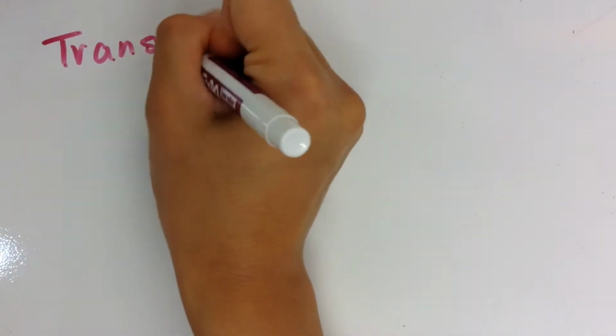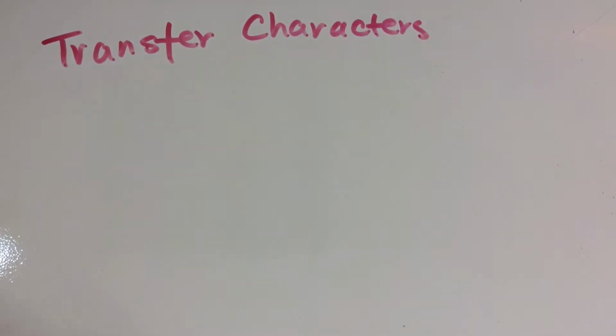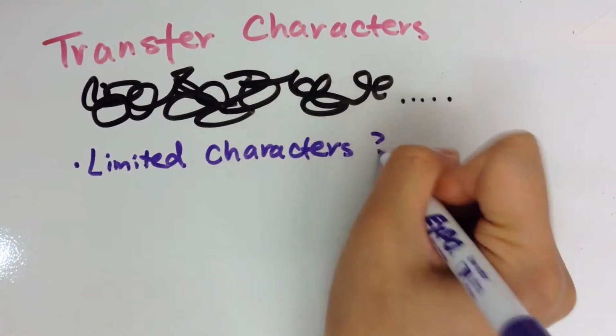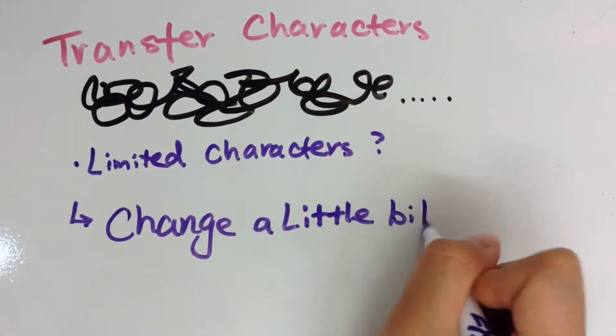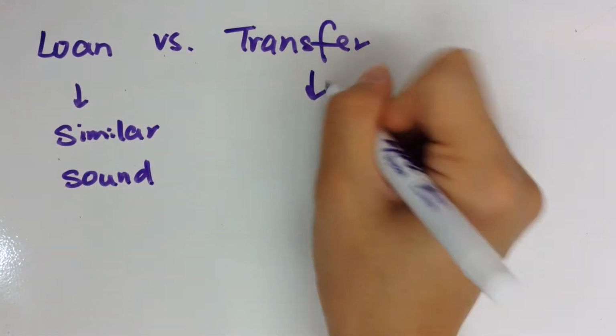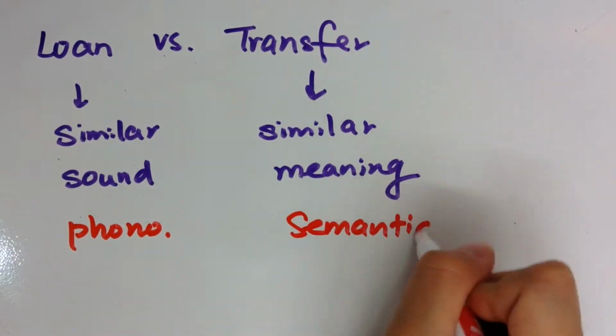As for transfer characters, this is the least understood one. It is another approach to solving the issue of limited characters: change the present characters a little bit and give them a new meaning. Notice that loan characters share a similar sound, while transfer characters share a similar meaning or structure.